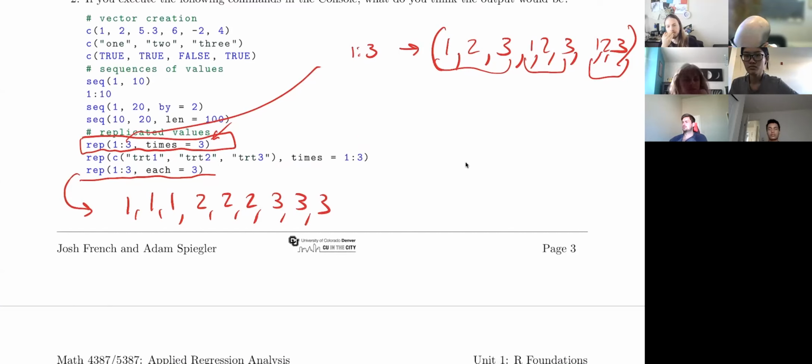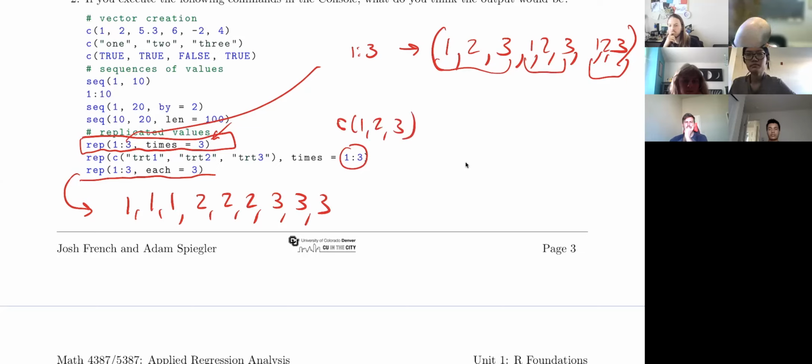So this times argument is telling us how many times we want to repeat the entries in this vector. This 1, 3 is actually the same thing as a vector 1, 2, 3.